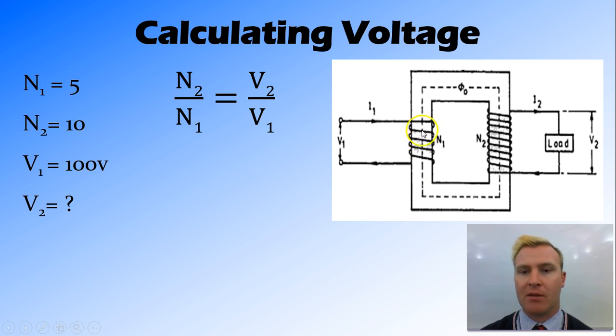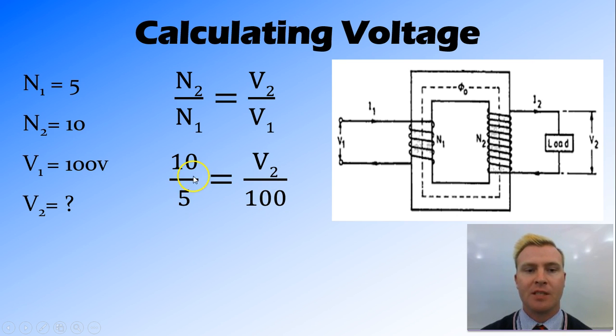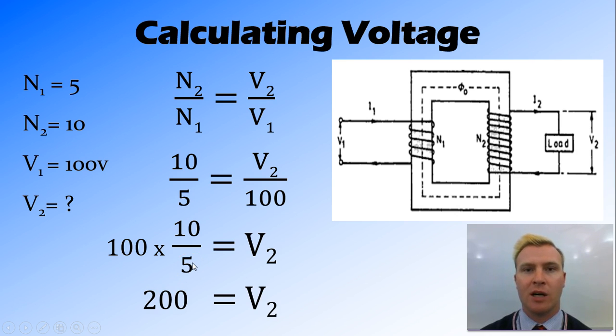So here we can see that we've got 5 turns on N1 and 10 turns on N2. And for ease of calculation, we're going to say that we have 100 volts coming through this primary side. So we get 10 divided by 5 equals V2 divided by 100. So we times both sides by 100. V2 is going to be 100 times 10 on 5, which is 2. 100 times 2 is 200, and it's voltage, so we'll give it the units of V.